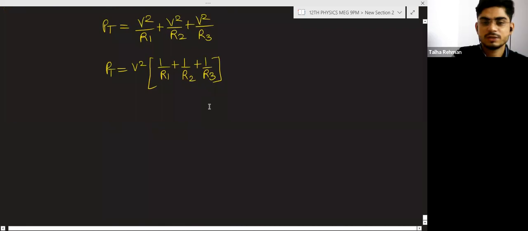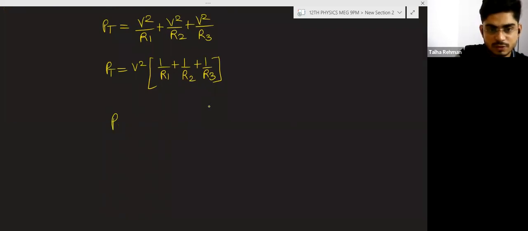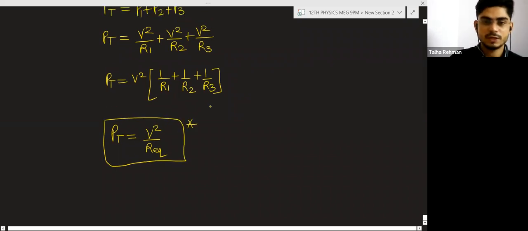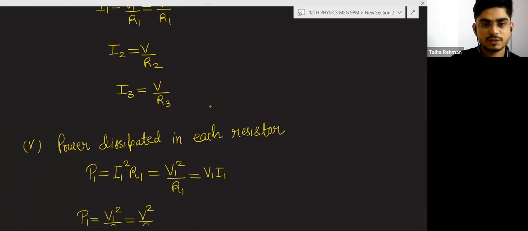We have to relate all the things. Total power is equal to V square divided by R equivalent. You can calculate power by either this method or that method. Okay, now you can take the screenshots.